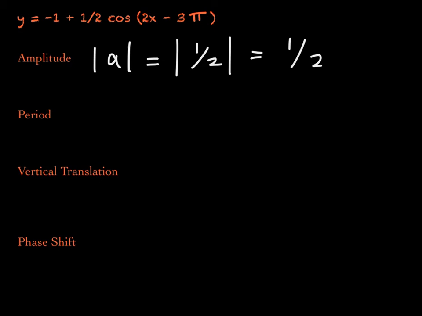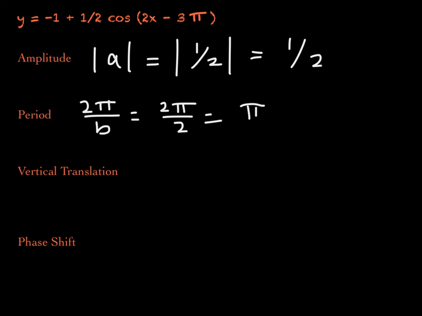Now the period, don't forget the period is 2 pi over b. In this example, it is 2 pi over 2. The coefficient of x is 2. So the period here is just pi. Now the period for the most basic cosine function is 2 pi. So that must mean there is a horizontal shrink happening here in order for the period to be changed like this. There is a horizontal shrink.